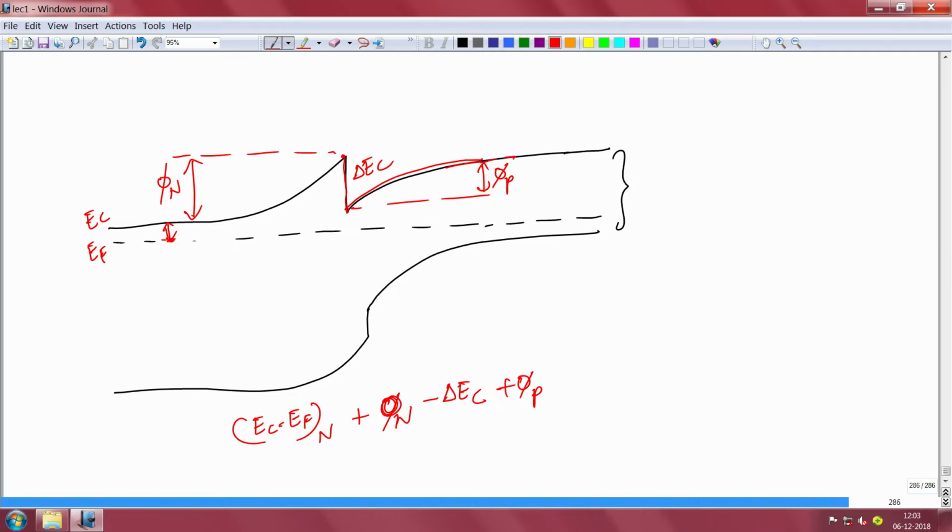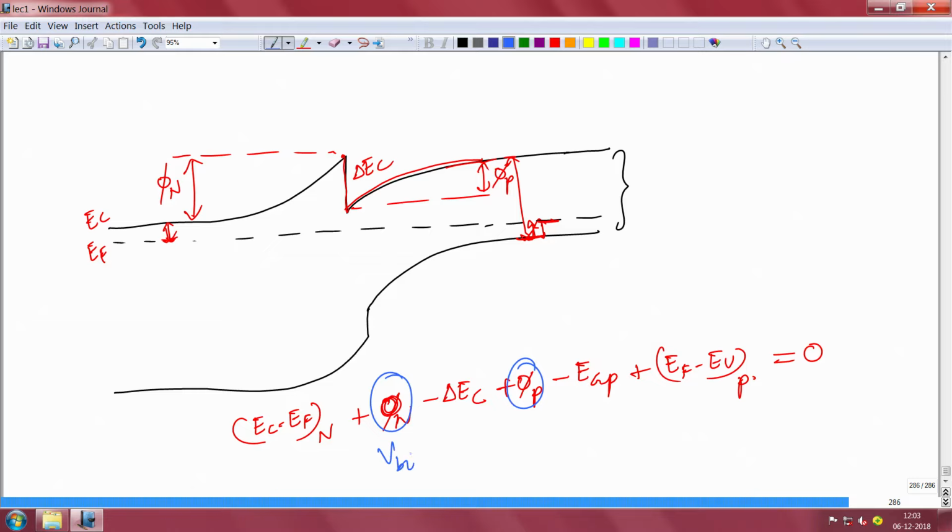Then I reach this point and I come back the full band gap of the p side, so minus Egp. I reach this point, I again go up by this quantity, which is plus Ef minus Ev on the p side. Then I reach the Fermi level only, no. So I started from here, I reached here. So the total equation has to be 0. So your built-in potential is actually this quantity plus this quantity.